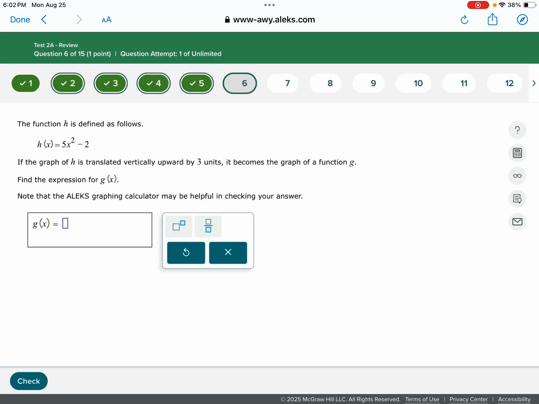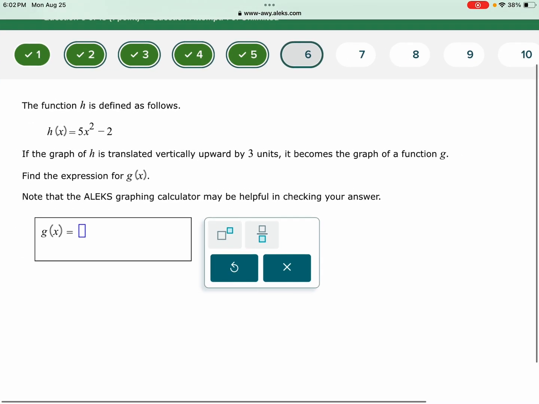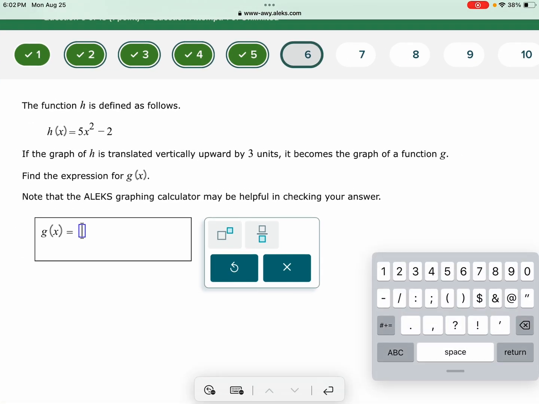All right, question 6, probably very similar. If the graph of h is translated vertically up 3 units, it becomes the graph of g. I don't think I'm going to write this one down. I have 5x, and then let's square that, squared. And it's minus 2, but we're moving it up 3, so negative 2 plus 3 is going to turn into plus 1.